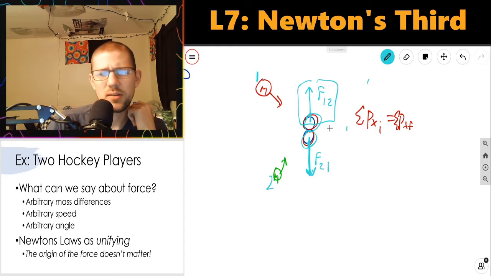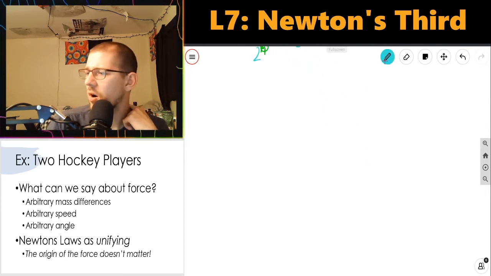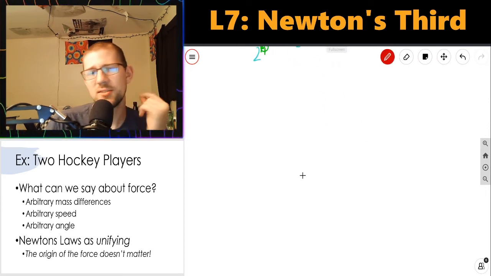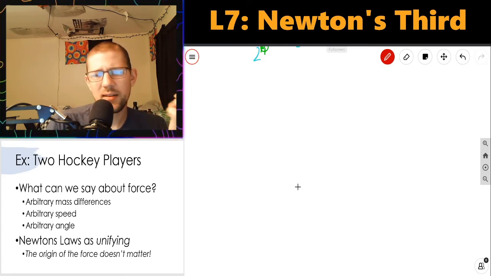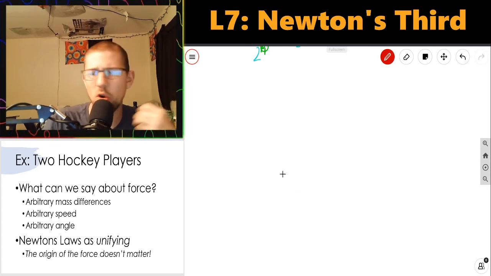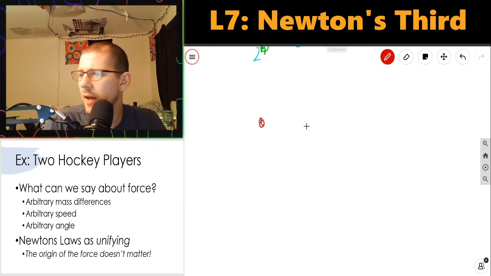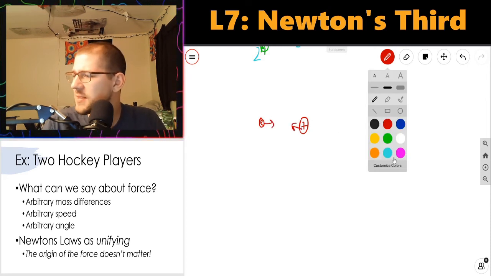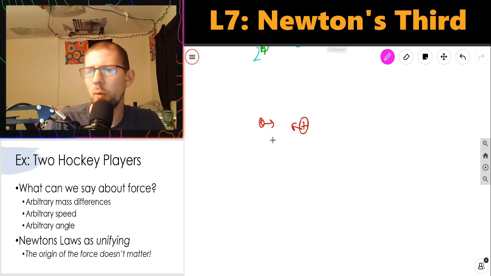This preserves linear momentum. The very last thing I wanted to say about this is that Newton's laws are unifying. Newton's third law especially is super cool, because it unifies many different kinds of force. This is true no matter your length scale. Whether you're two hockey players running into each other, or an electron and a proton, plus and minus, interacting with one another, the forces that bind things together, the forces that push things apart, all of them are equal and opposite. All of them come in little pairs like this.